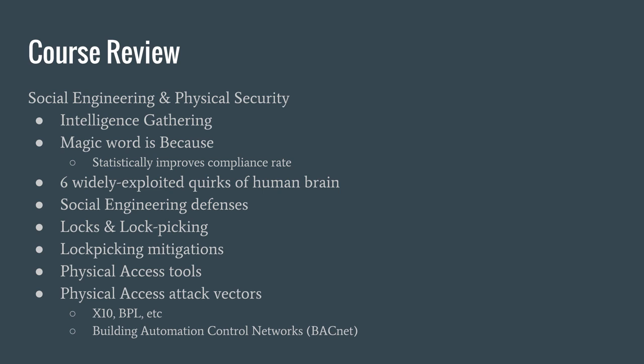We discussed social engineering defenses, and then we moved on to locks and lockpicking mitigations, physical access tools that are commercially available, and physical access attack vectors such as X10, broadband over power lines, BPL, and other things that large organizations need to be aware of, such as the access points for their building automation control networks.